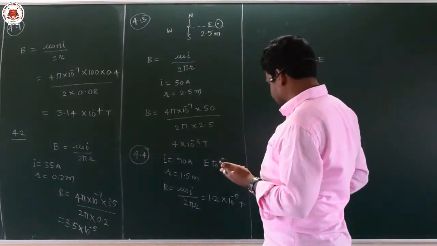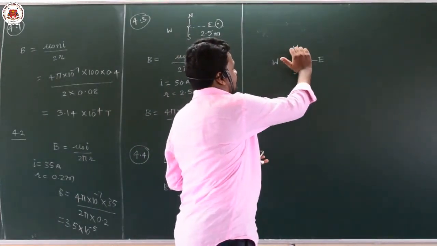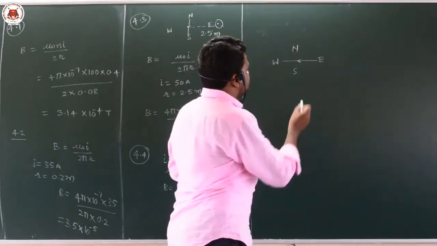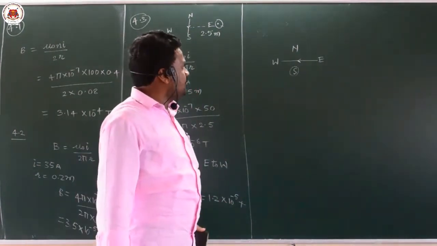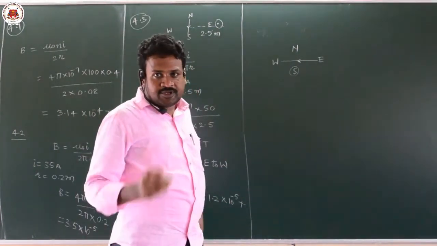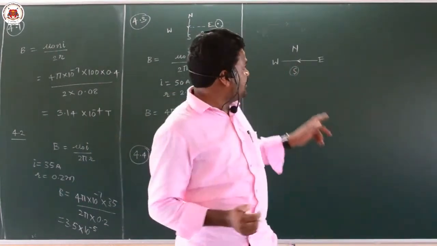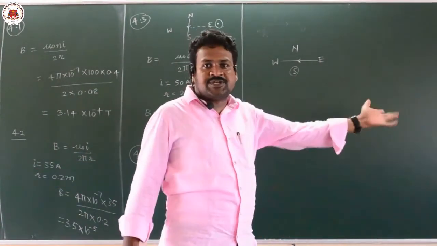If you hold this wire, just observe here, you have to hold this wire like this. Then what is the direction of magnetic field? Towards south. Or if you get confused, do it on the board or on the paper. Your face is east, back side west, right side of east is south, and left side is north.